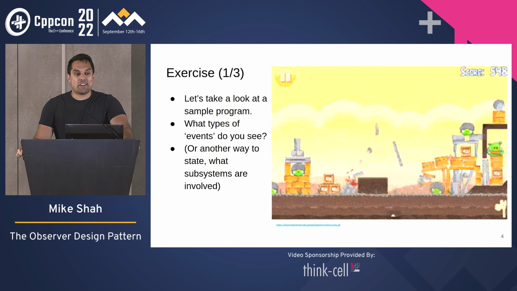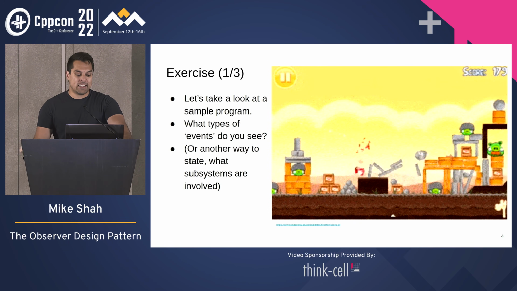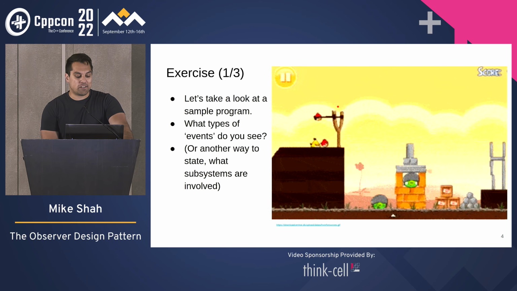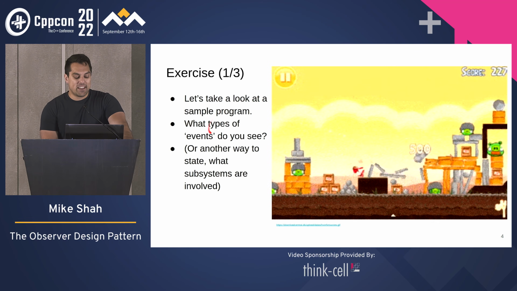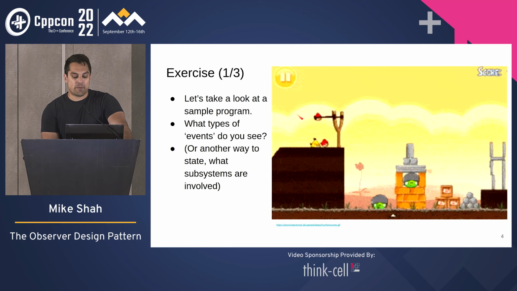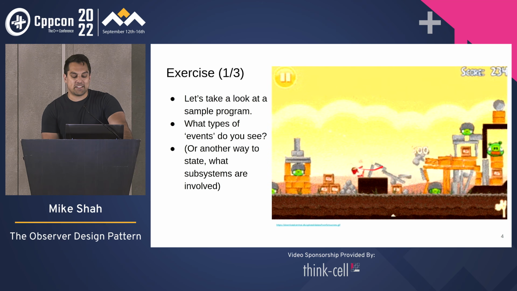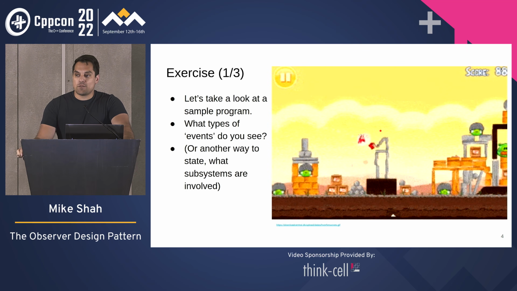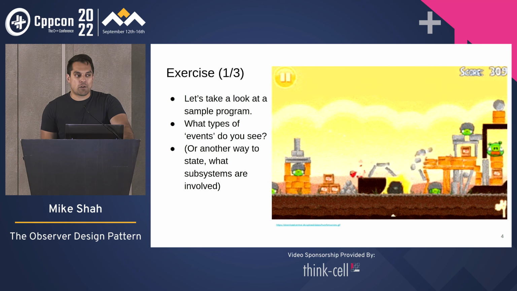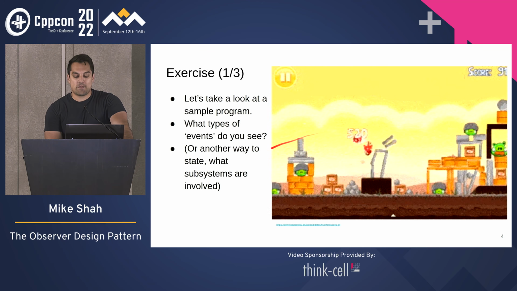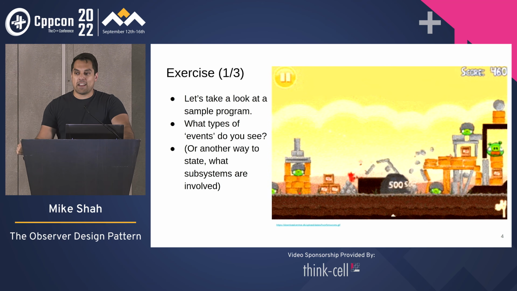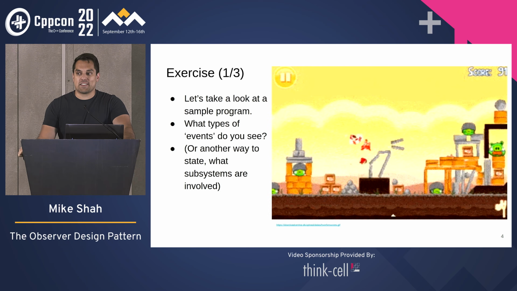But where I want to actually start off this talk is a little bit of an exercise with this sample program. So this is Angry Birds, which seemed to dominate the world a few years ago, still around. I just want to ask you a few questions when you see this bird get slingshot into these objects. My question is, what types of events do you see happening when this is taking place? Or another way to think about this is, what types of subsystems are being involved here? You can just raise your hand or shout them out, and I'll try to repeat what you folks see.